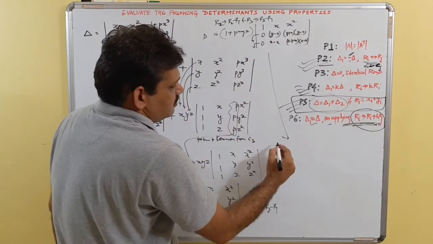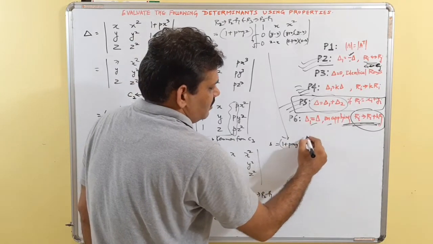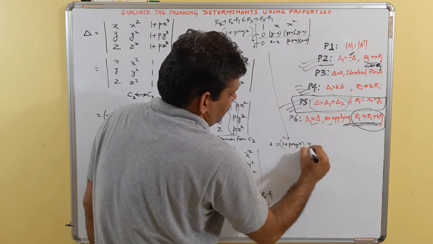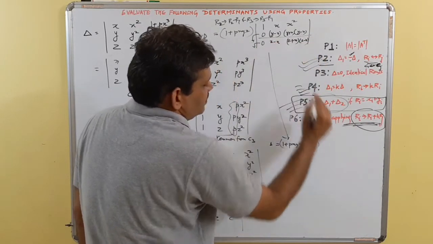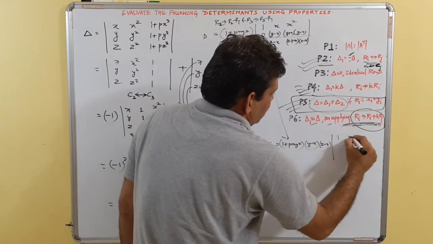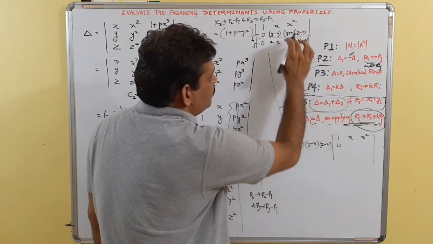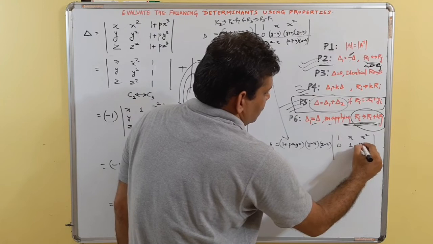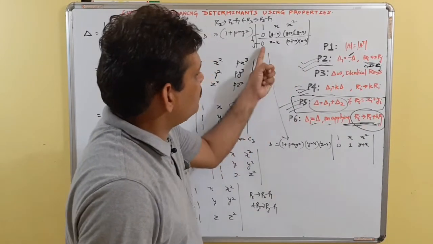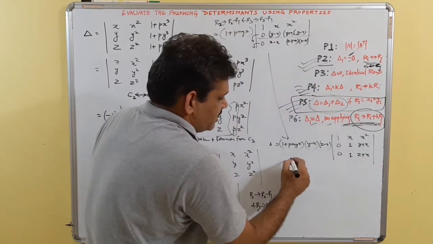So this gives us delta is equal to 1 plus pxyz into y minus x is common from here, and z minus x is common from here. So this gives us 1 x x square. When I take y minus x common from here, this gives me 0, 1, y plus x. If we take z minus x common, we get 0, 1, z plus x. Now expanding along the first column.